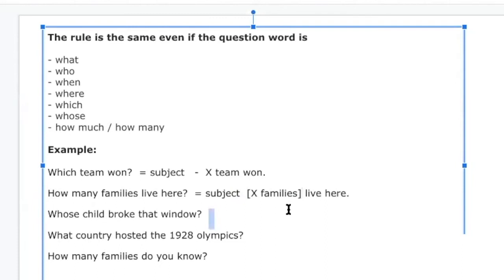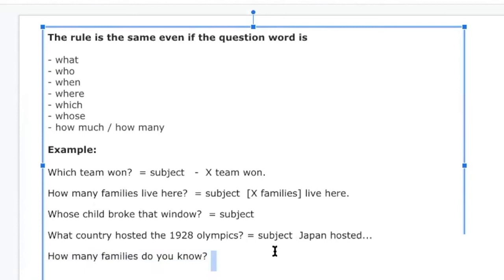Whose child broke that window? Object or subject? Subject. Good, it's a subject. What country hosted the 1928 Olympics? Subject. Japan, for example. Exactly. So we could say Japan, for example. How did you know that? Of course, you know, the last Olympics was in Japan. And how about the last one? How many families do you know?